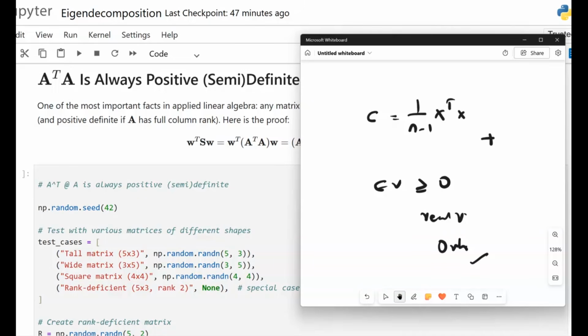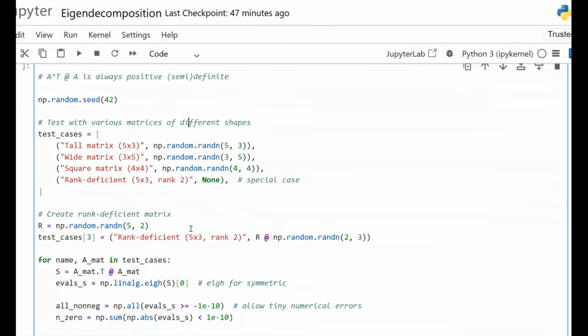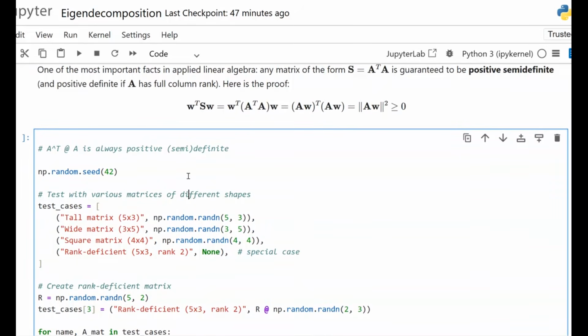So let me just discuss that by using the code. So here it is. So dear friends, this exact script verifies a fundamental result in linear algebra. That is, for any real matrix A, the matrix A transpose A is always symmetric, positive semi-definite, and is positive definite if A has full column rank.